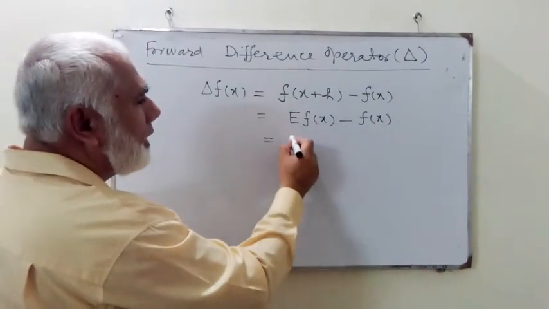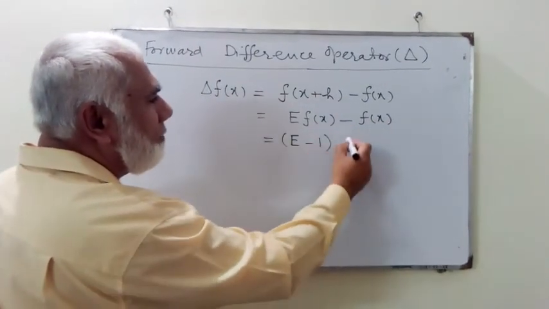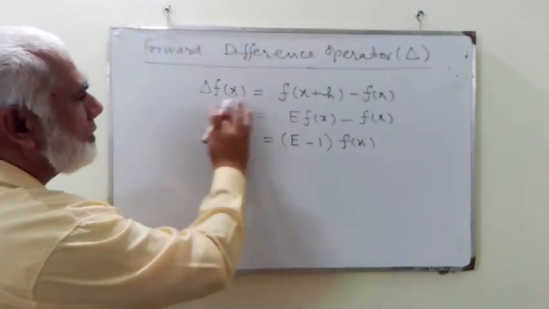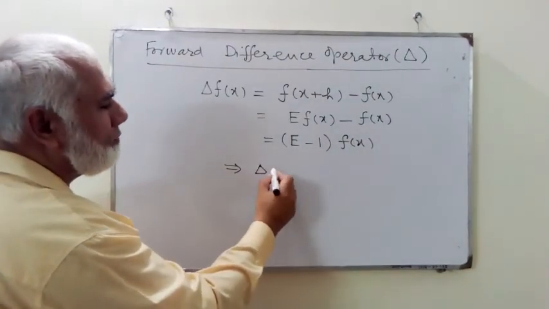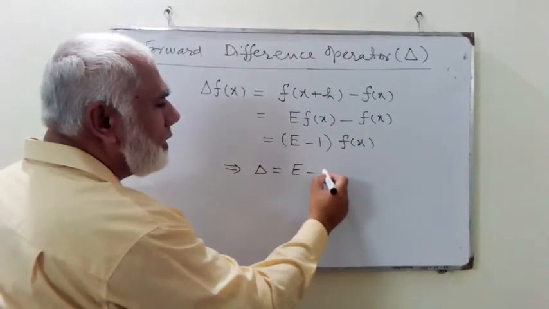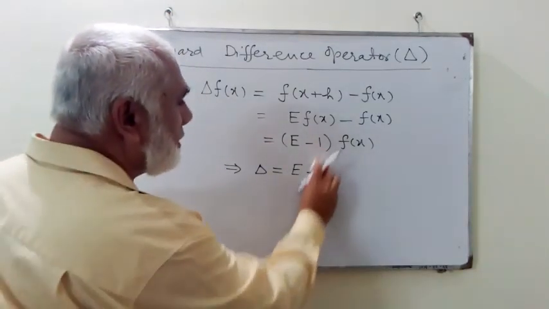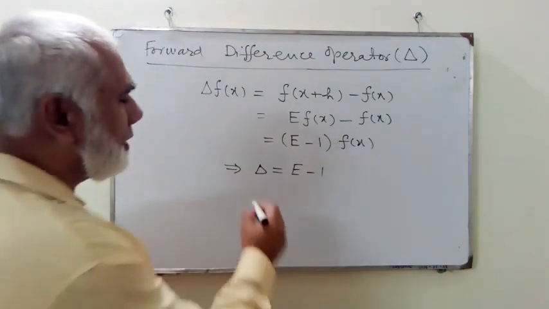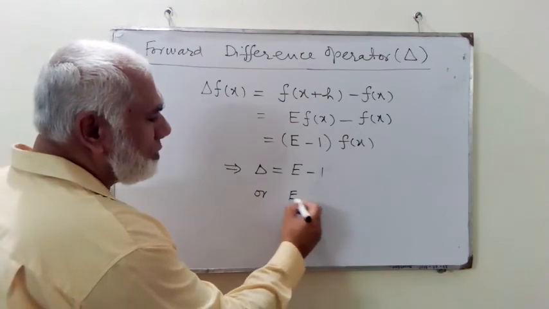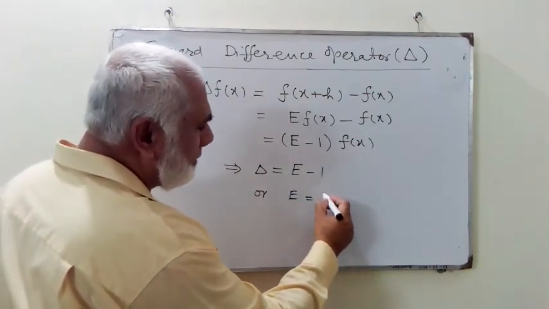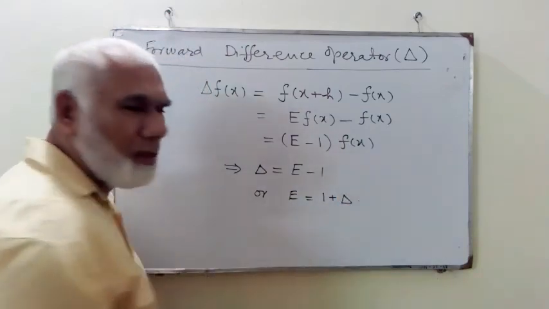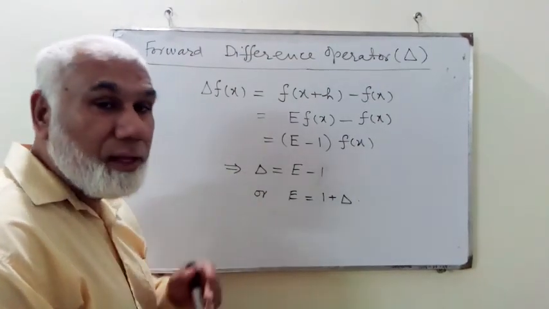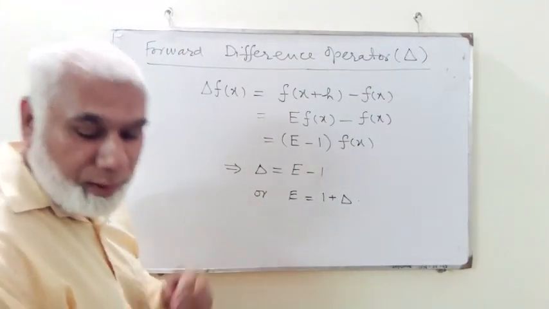On taking f(x) as a common factor, the result takes the form f(x) outside. Now dropping f(x) on both sides gives you a beautiful result of the form delta equals E minus 1. So here you can see we get a relation between the forward difference and the shift operator, or we can readjust it according to your own convenience or the requirement of the question, or some other formations. So this is your second operator, which is named the forward difference operator.